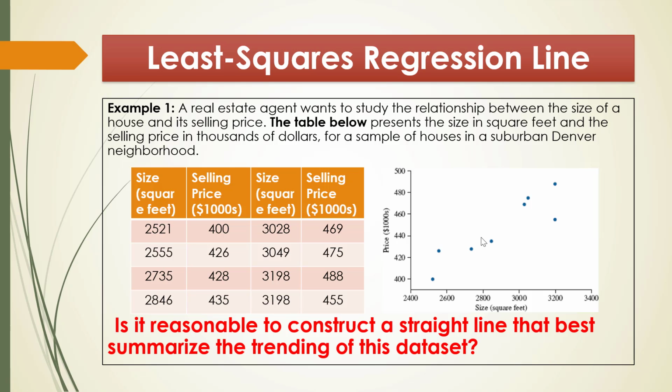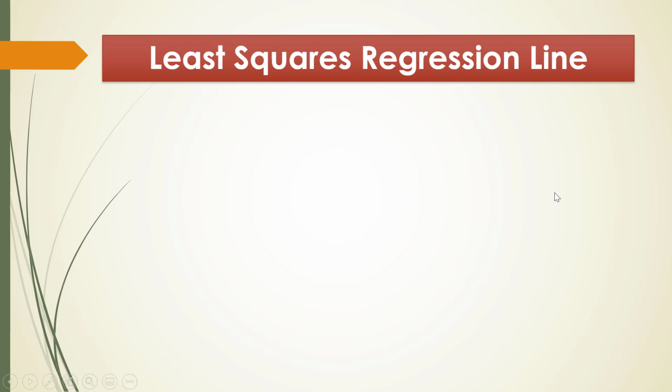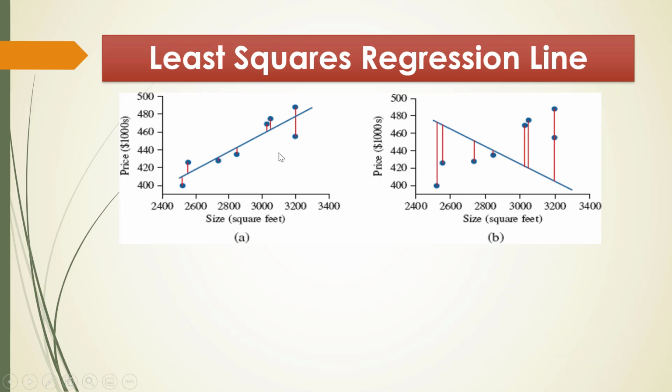And our question is, is it reasonable to construct a straight line that best summarizes the trend of this dataset? You see that on the scatter plot, the data points tend to cluster around a straight line that goes up, right? So our question is how to sketch that line on the scatter plot. We actually have many lines to sketch around these data points.